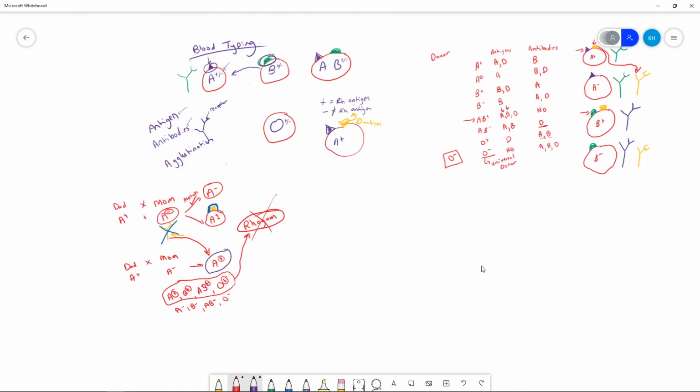So hopefully this has helped you explore blood typing and got you excited about antigens and antibodies.